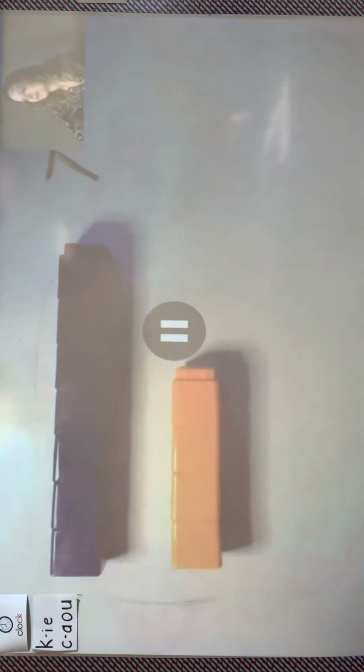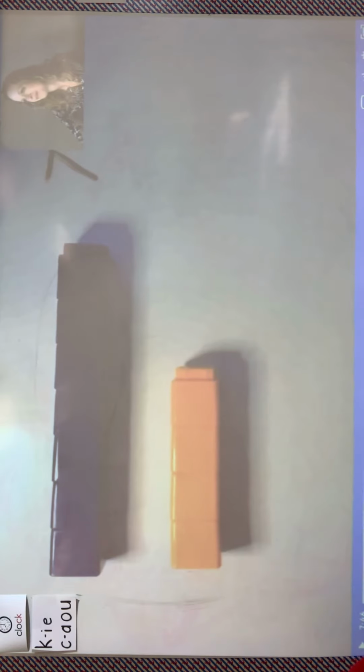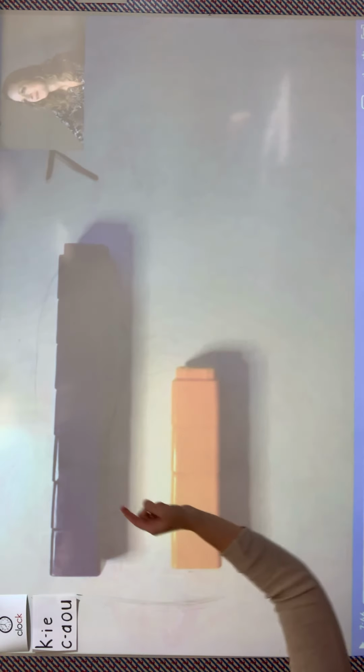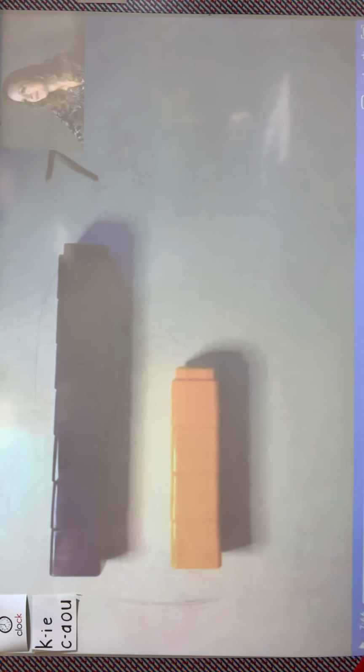Now let's see which set has more cubes. Let's count the cubes. Ready? Count them. 1, 2, 3, 4, 5, 6, 7. Now, on your sheet of paper, write the number 7. Okay, so on your whiteboard or your paper, you can put the cubes on top of your paper or on top of your whiteboard and write the number 7. Remember? Across the sky and down from heaven, that's how we write the number 7.